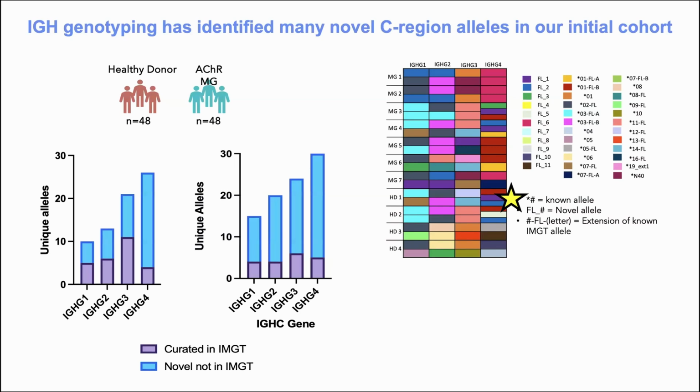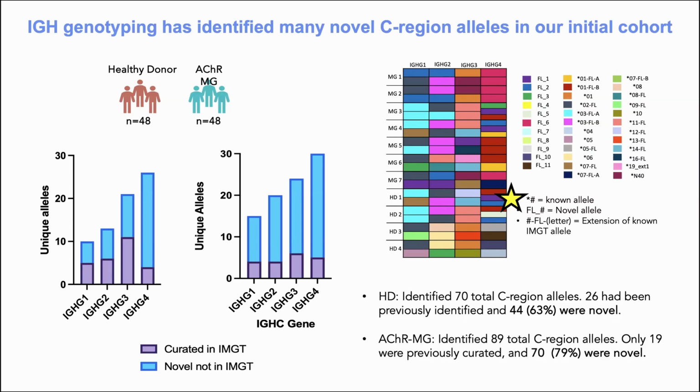If you look overall at the number of novel alleles that we found, the majority of them were novel, not curated in IMGT, which is the immunogenomics database that we all tend to use as a reference. In fact, between 60 and 80% of the alleles we identified were novel compared to what was known in the database. Again, critically pointing out that more resources are needed, and it's something we're actively working on.